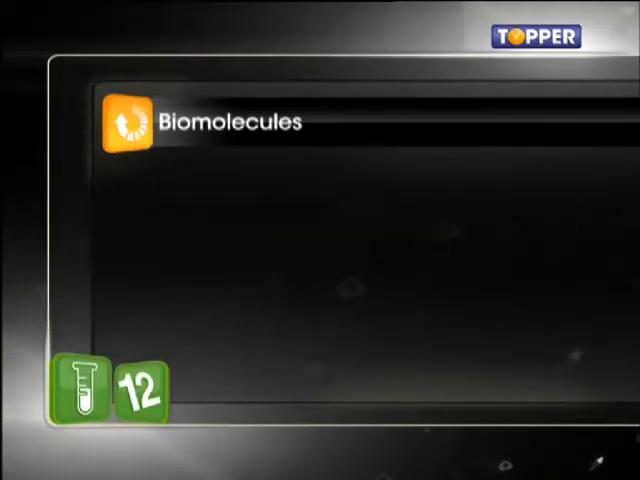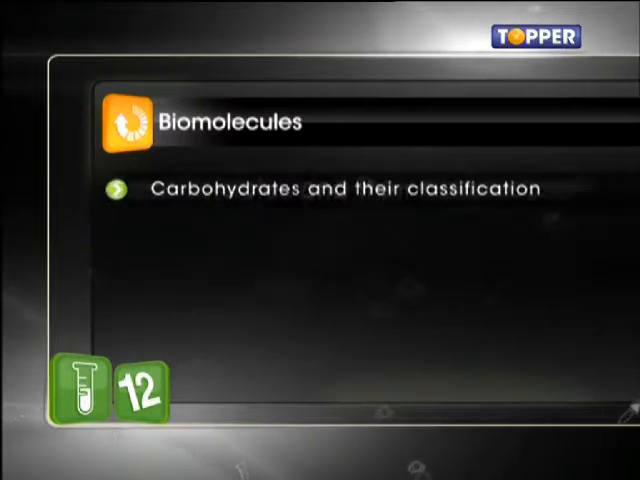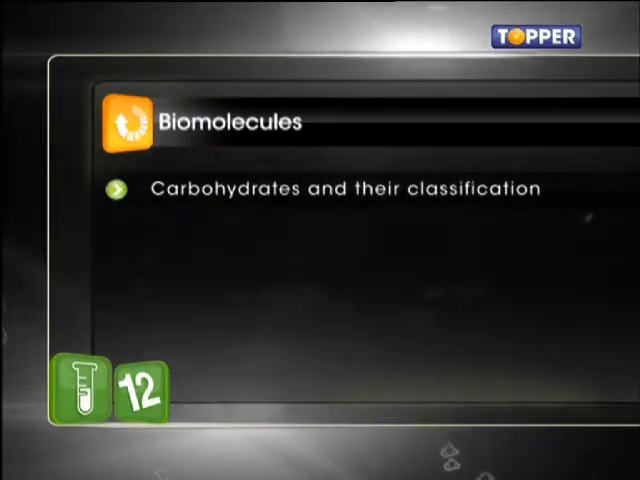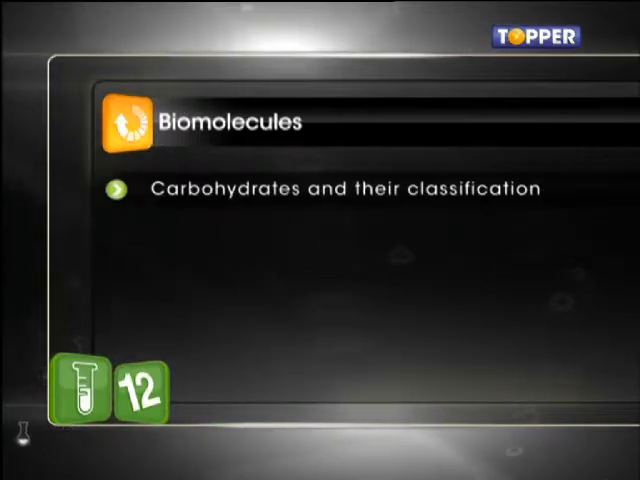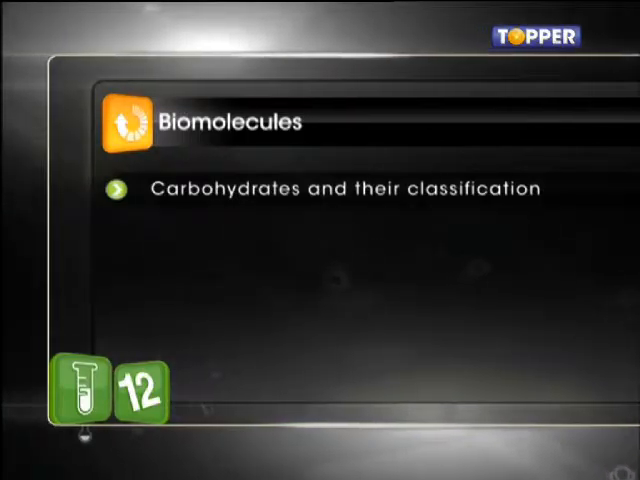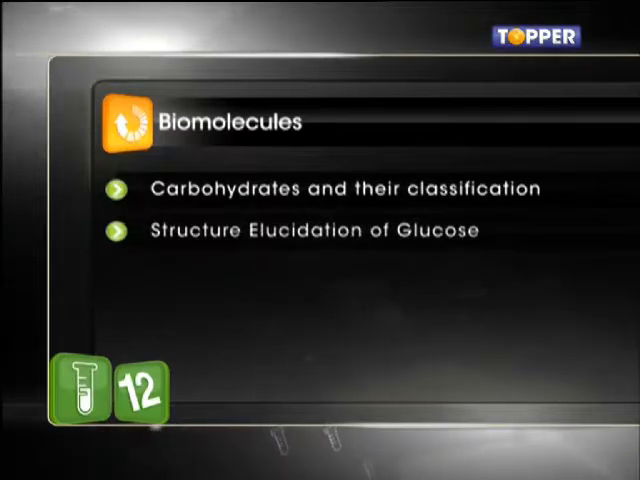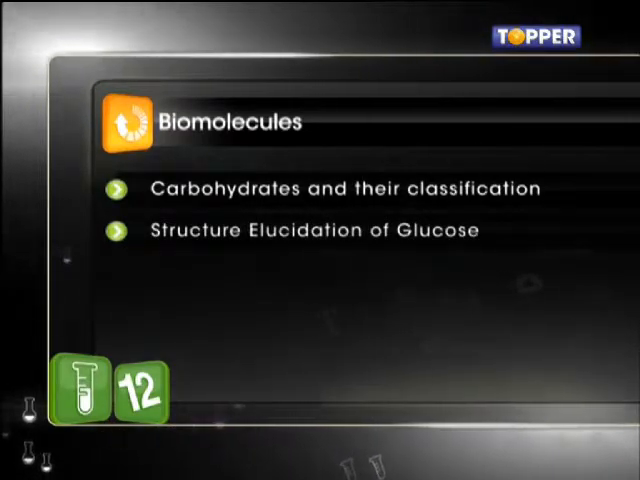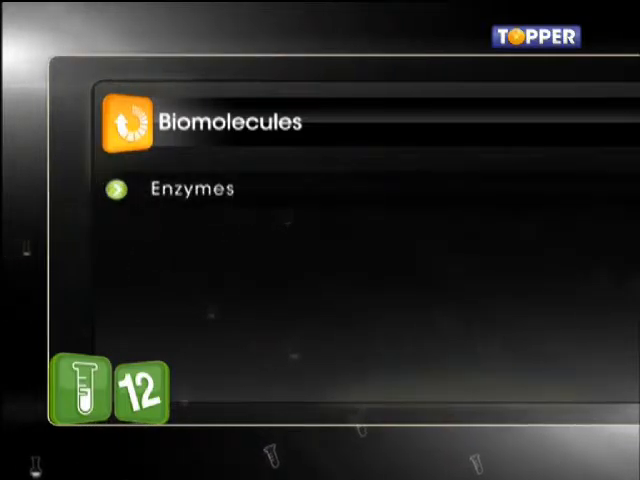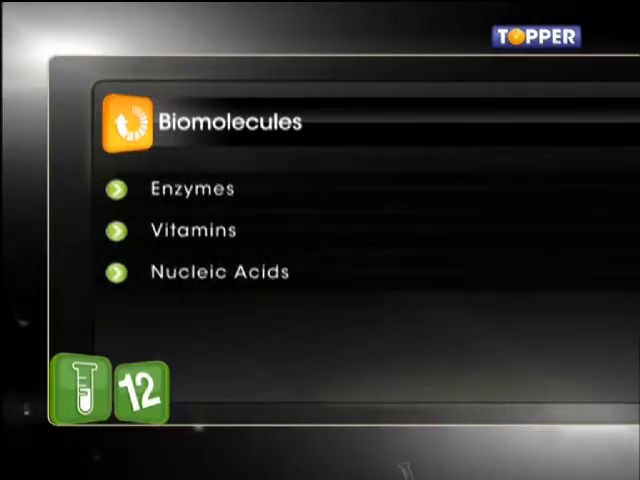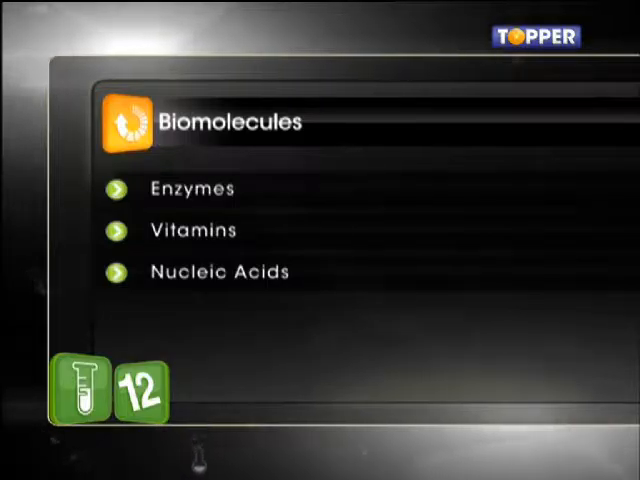In this chapter, you must have learned carbohydrates and their classification into monosaccharides, oligosaccharides, and polysaccharides. We also learnt about the structure elucidation of glucose. You must have also studied about proteins, enzymes, vitamins, and nucleic acids. You better make sure that you know all these topics by heart.